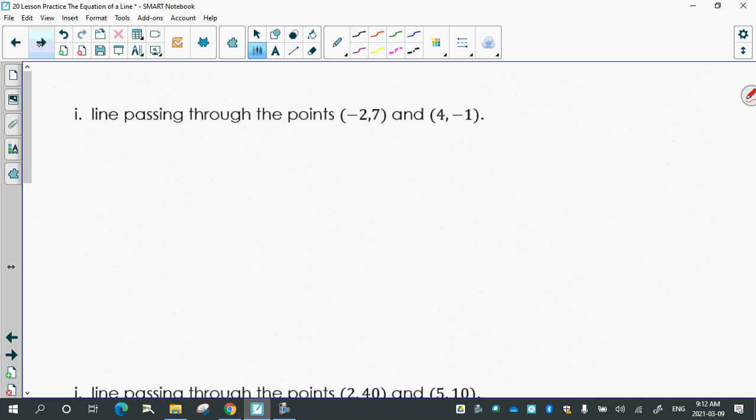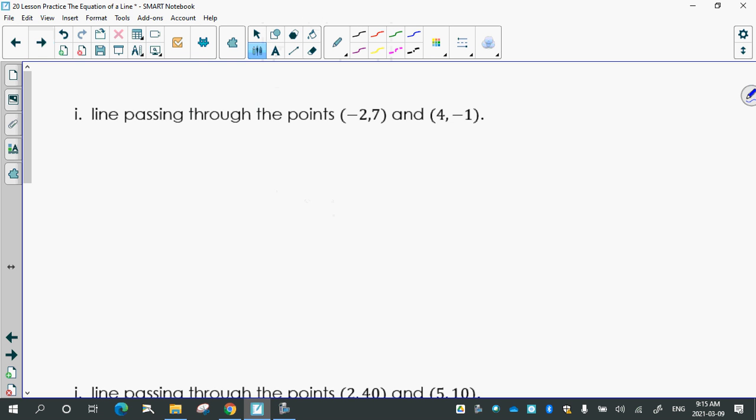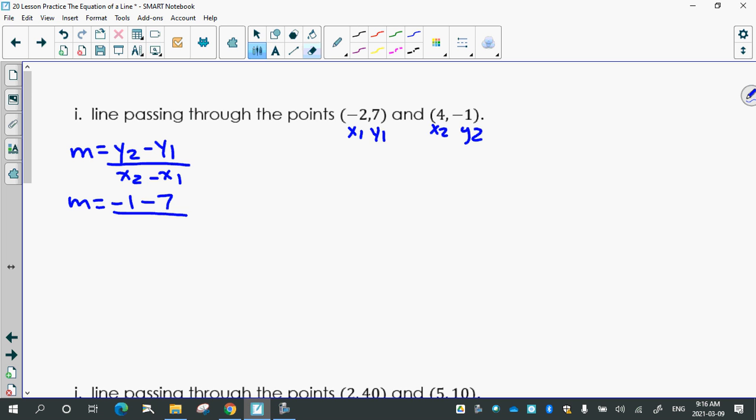So another one exactly the same, line passing through those 2 points. So I'll give you some time. And then we're going to check on decimals to make sure that it's true. We'll do our check. Okay, so m equals y2 minus y1 over x2 minus x1. -1 minus 7 over 4 subtract -2. I would prefer fractions in lowest terms. If you would do that, that would be lovely.